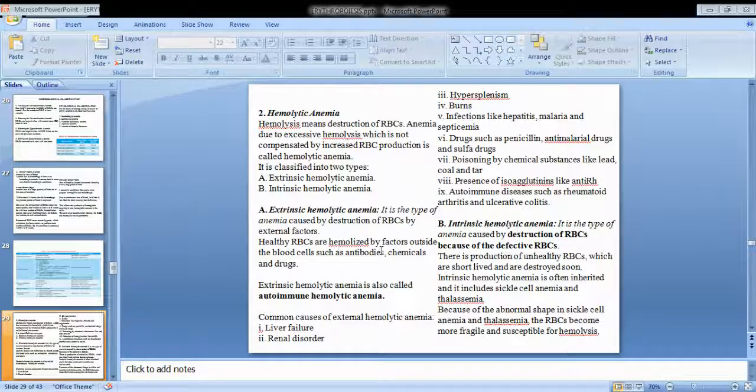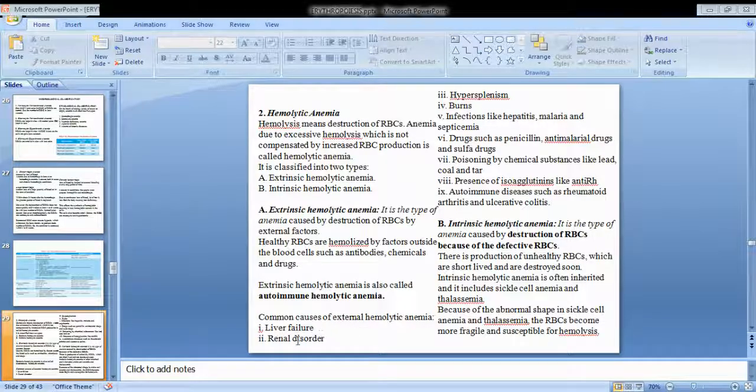Healthy RBCs are hemolyzed by factors outside the blood cells, such as antibodies. So antibodies can attack the RBC, and chemicals and drugs can attack the RBC and destroy them. So this will lead to extrinsic hemolytic anemia. It's called autoimmune hemolytic anemia. They can be autoimmune, self-destruction.